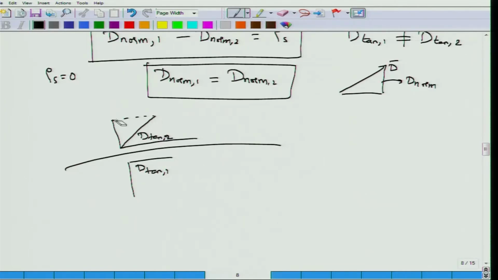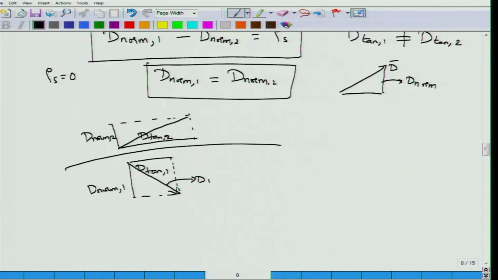So the vector will be having this tangential component, oh sorry, this is the normal component D norm 2, this is normal component 1, and the vector D1 will be this. So this is your D1 vector. Similarly, the vector D2 will be, this is completing the parallelogram. So this will be D2. So you can see that by themselves D2 is not equal to D1, only that the normal components of D are equal to each other, whereas their tangential components are not equal to each other.